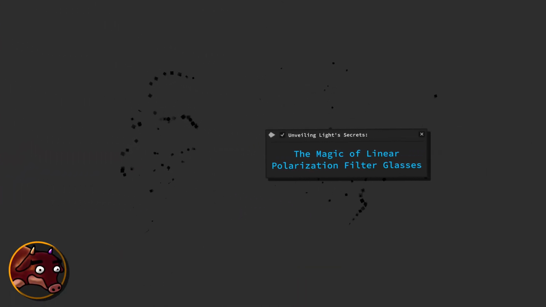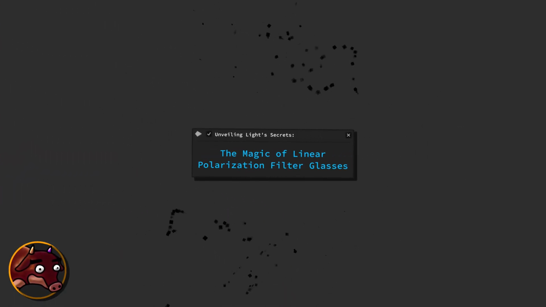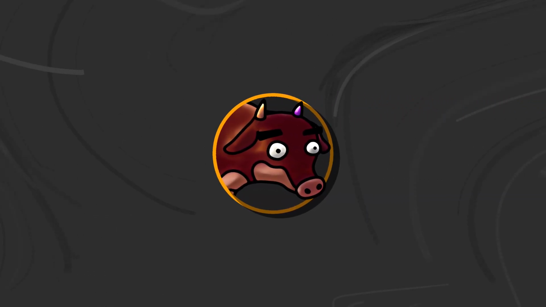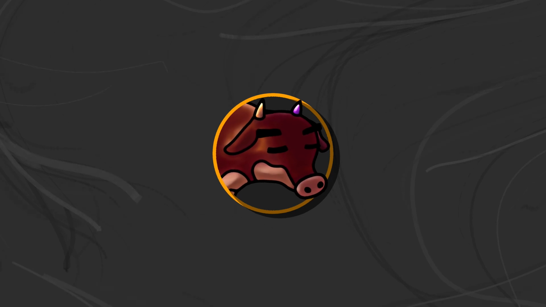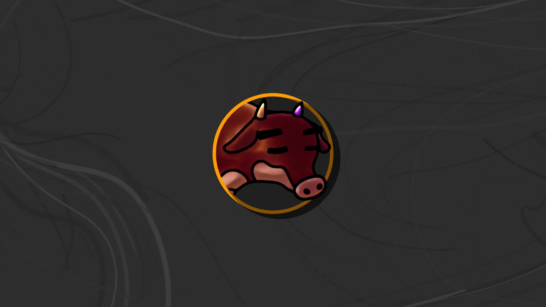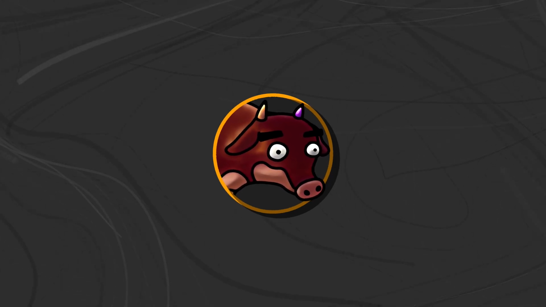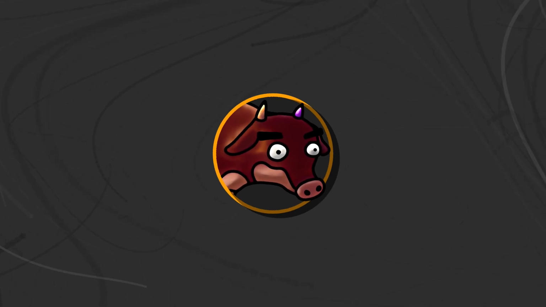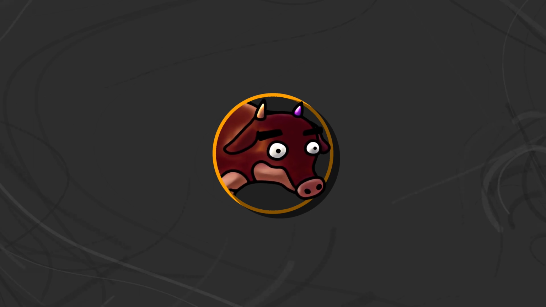Unveiling light's secrets, the magic of linear polarization filter glasses. The world is filled with the mysteries of light, often beyond our natural vision. Among these enigmas lies the phenomenon of polarized light, a dimension of intricate patterns that play out hidden from our eyes. But what if we could see the polarization of light? With this question, we can enter the world of linear polarization filter glasses.